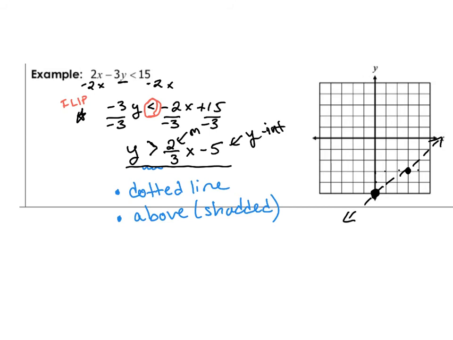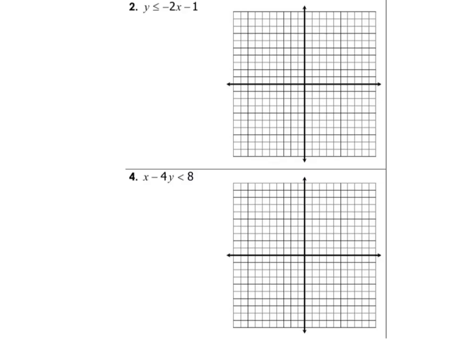Okay, because it's just greater than. And then again, we're going above it. So what we're going to do is shade it or kind of make these lines above that line because it's greater than. If it was less than, we'd make it below it. But in this case, we're making it above it because it's greater than. All right, so we'll do a couple of the examples and then I'll have you do some on your own.